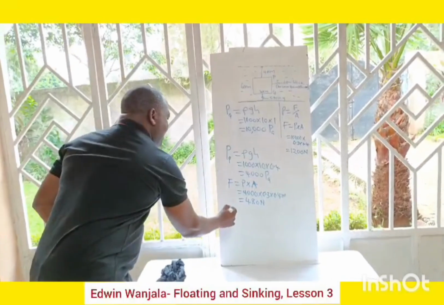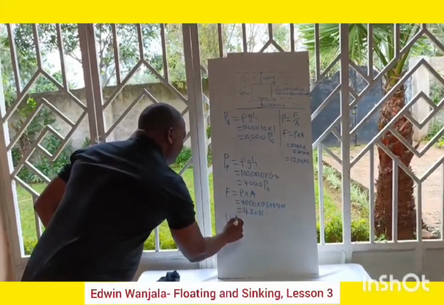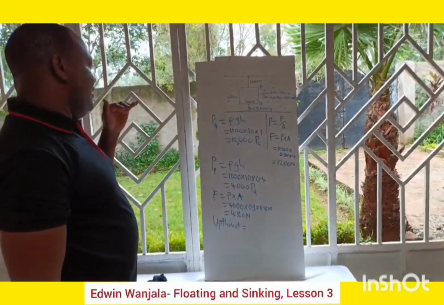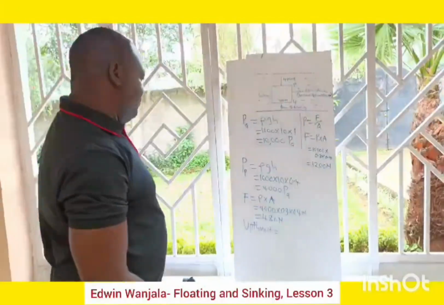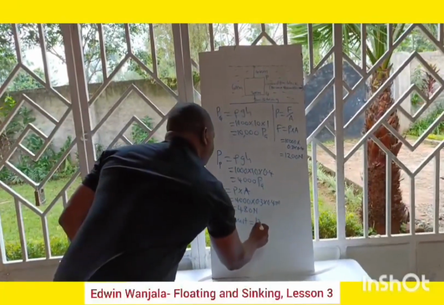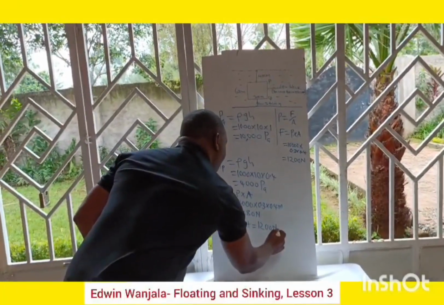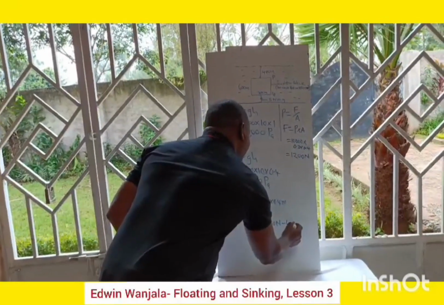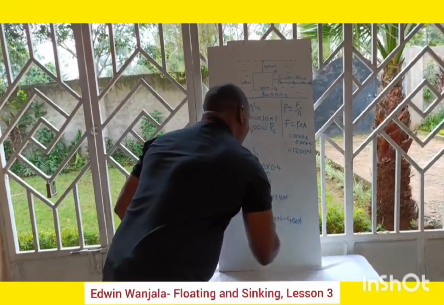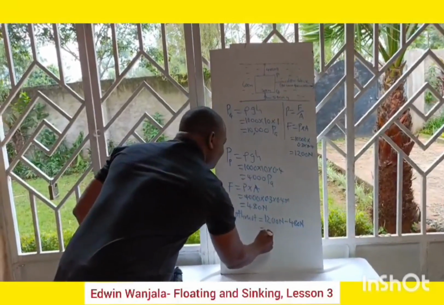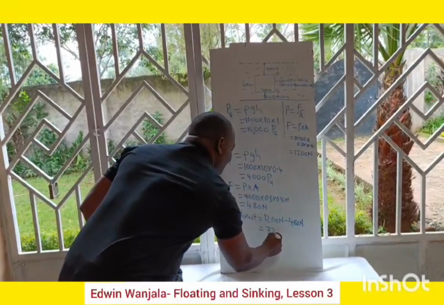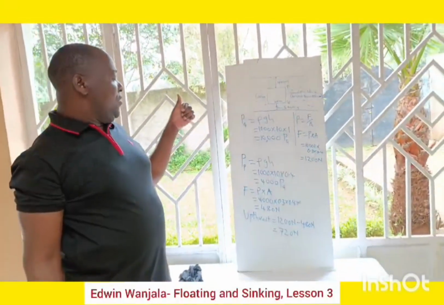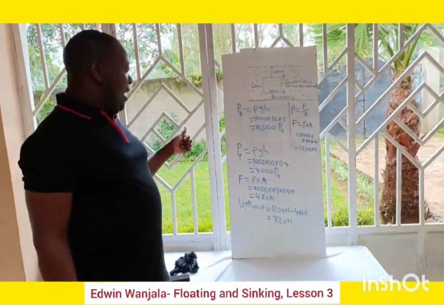So for us to be able to get the upthrust on the block, we get the force difference at the top and at the bottom. At the bottom we got 1,200 newtons minus the force experienced at the top, which is 480 newtons. And this gives us 720 newtons, which is the same as the answer that we got in alternative 1.